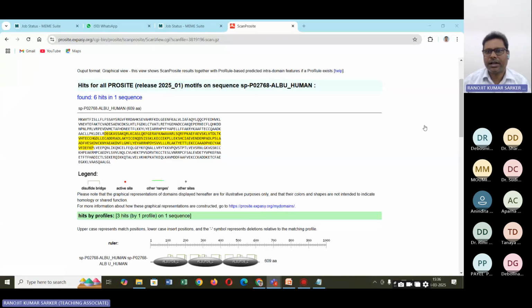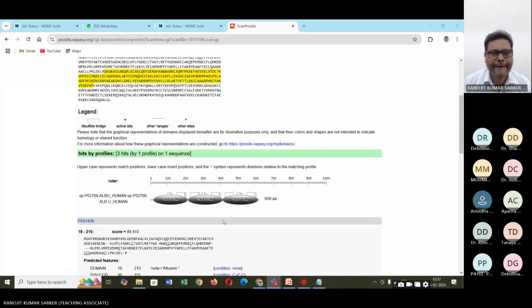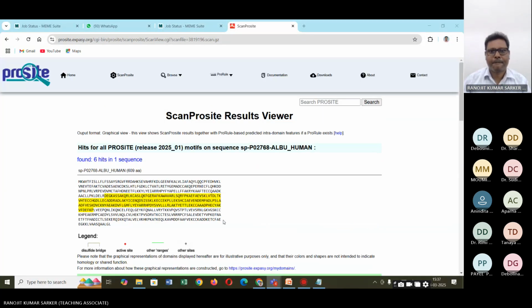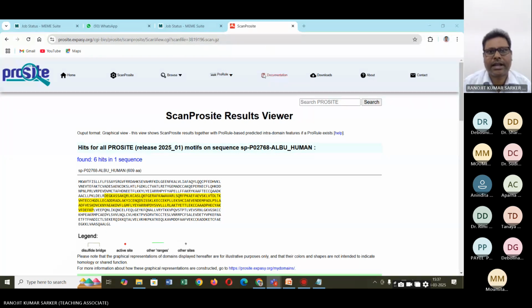So these are the domains. I hope you have got this. Any questions at this point? Okay, so we are done with the ProSite database.